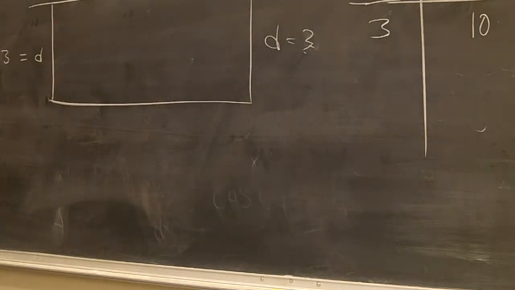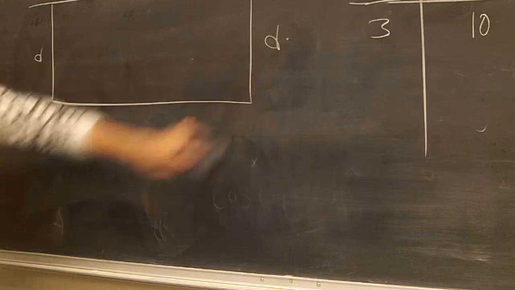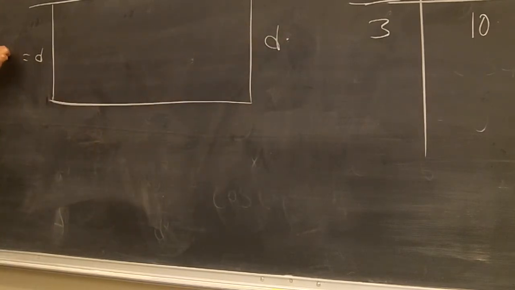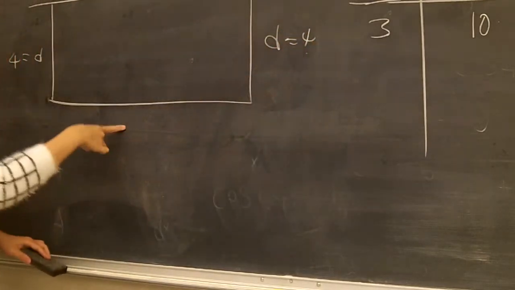Then if you choose another option for D, which is not 3, let's say 4. Okay, let's say it's 4. Then what's the opposite side?